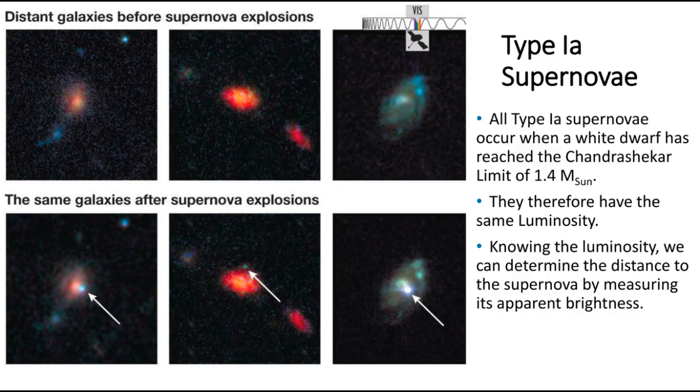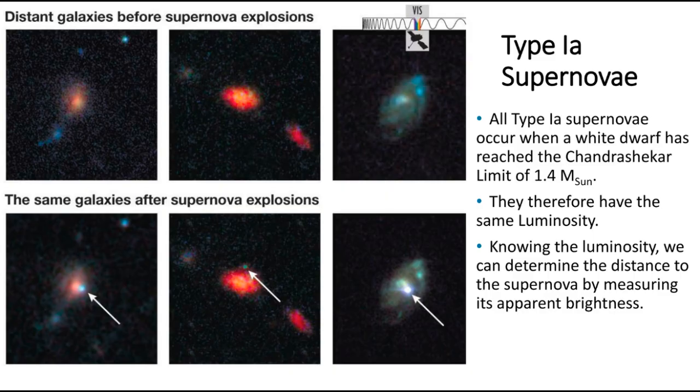So because this is a set mass, anytime you have one of these explosions, it had to have exploded at this mass. And so because all of them should have the same mass when they explode, they should have the same luminosity. If you know what the luminosity is, you measure the brightness with your telescope, and then luminosity and brightness lets you calculate distance.